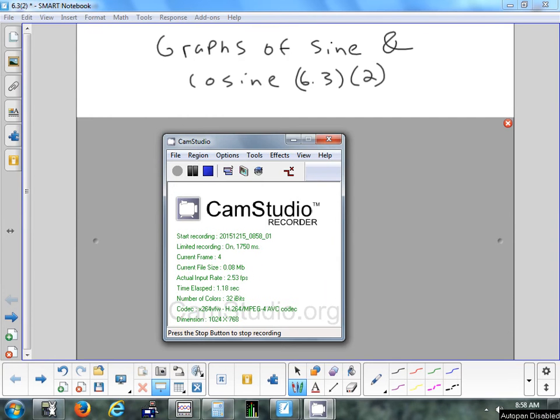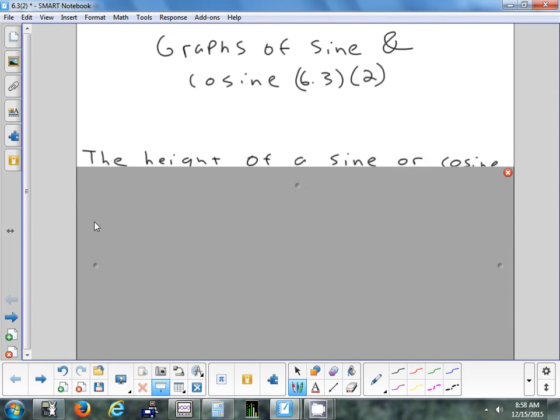All right, so today we're going to look at our last two transformations of sine and cosine, which are your stretches, okay, horizontal stretch or compression, and our vertical stretch and compressions. All right, so we're going to start out with the vertical.